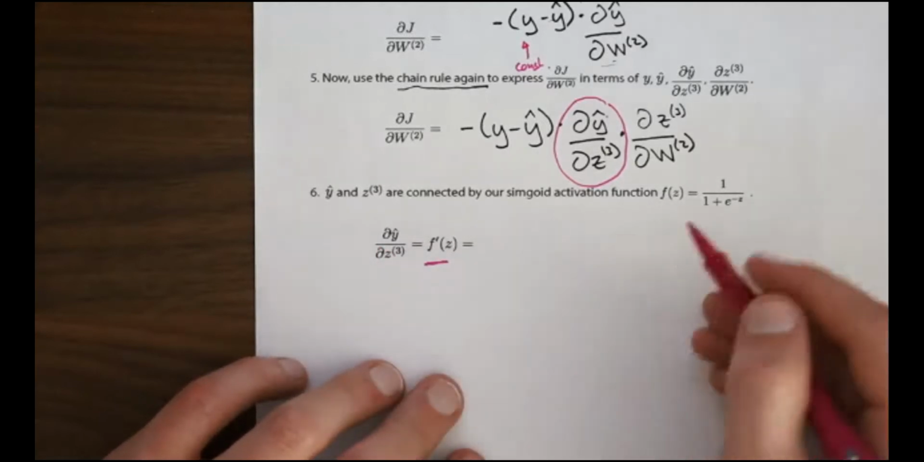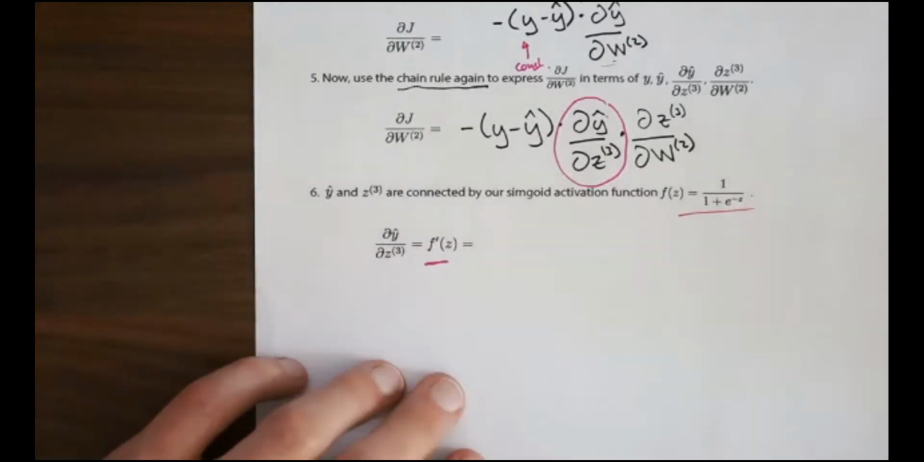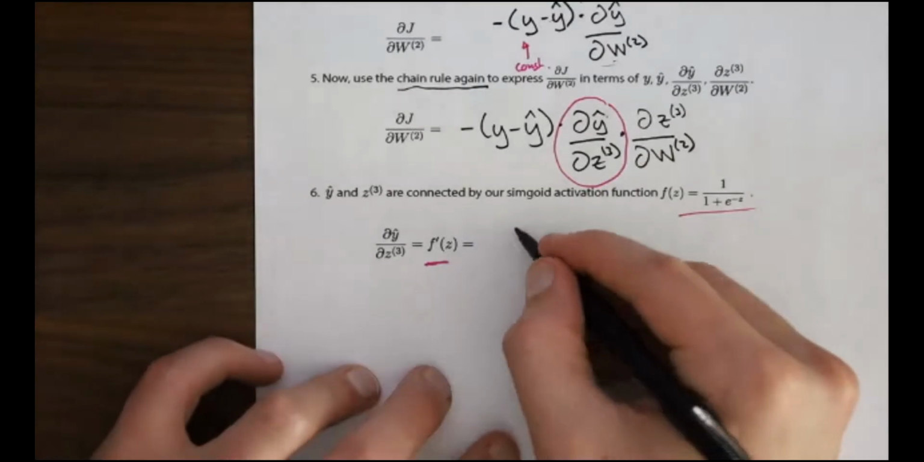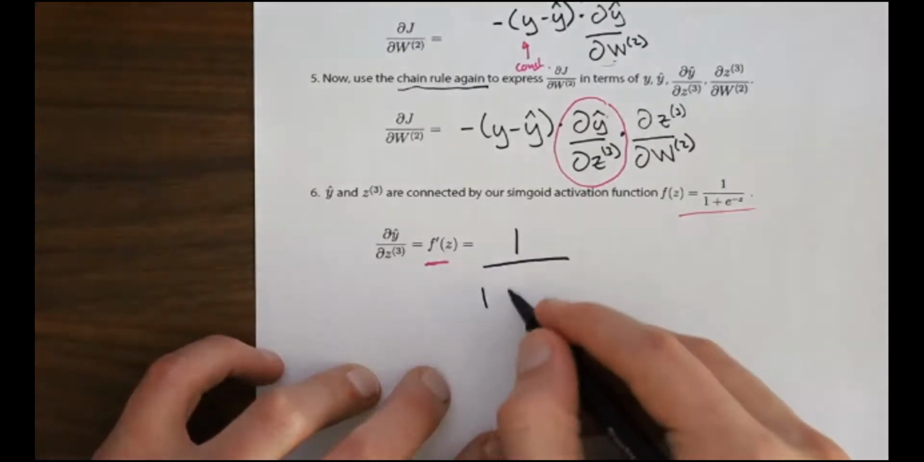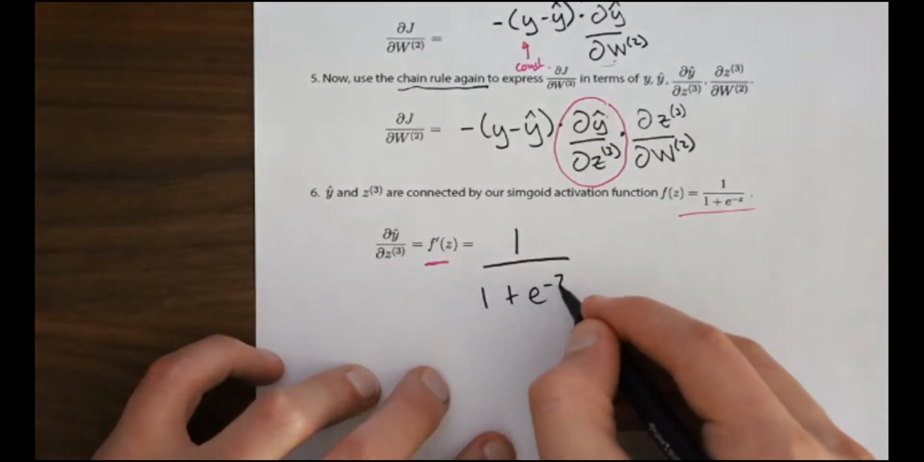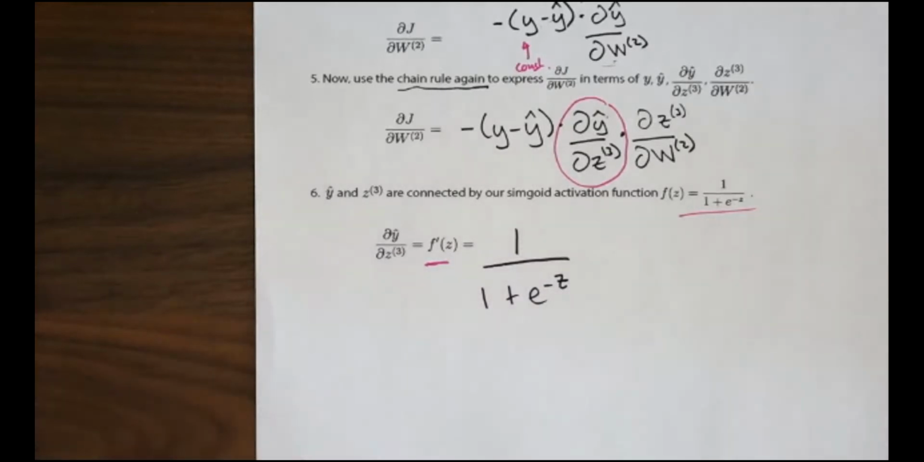So let's keep moving here. I want to compute the derivative of our activation function. So there's our activation function, I'll write this nice and big. We've got 1 over 1 plus e to the minus z. Okay, cool.